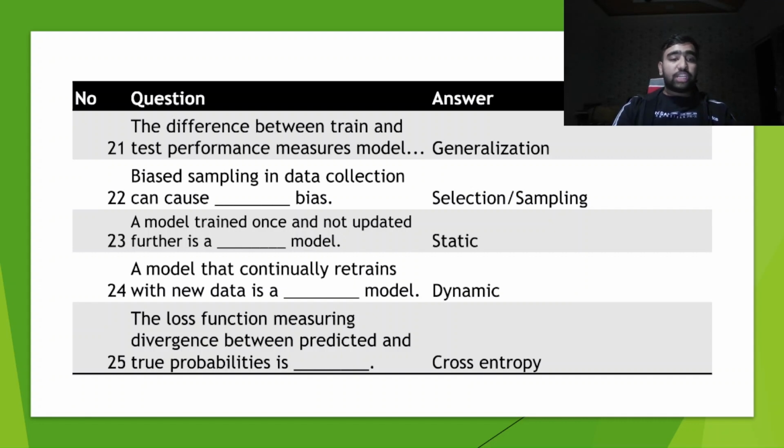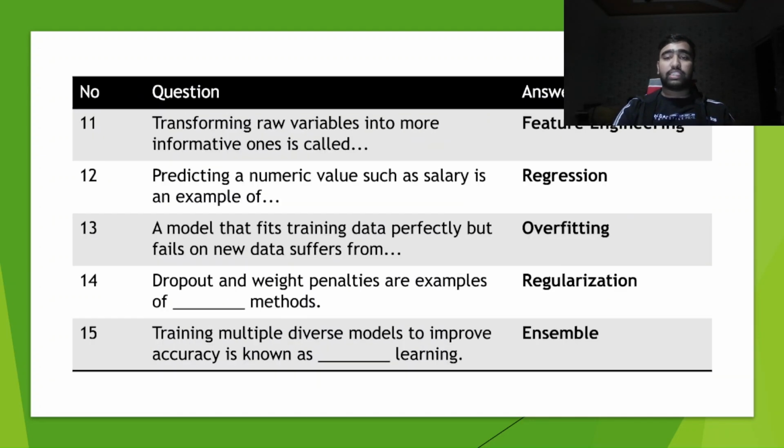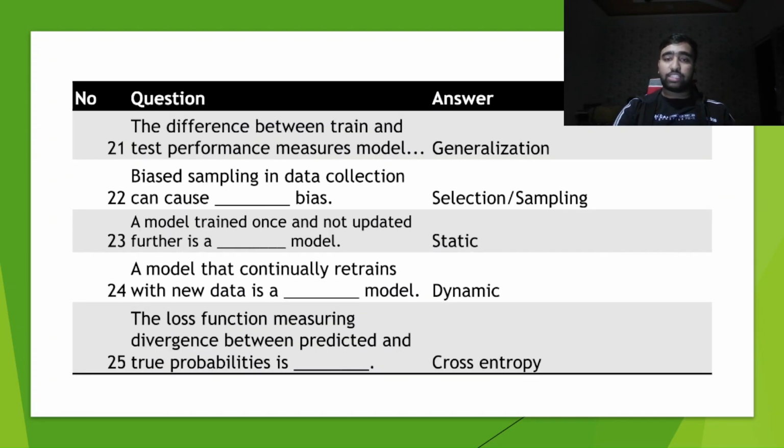The loss function measuring divergence between predicted and true probabilities is cross entropy. Cross entropy basically quantifies the difference between two probability distributions. It is used as a loss function that measures the divergence between the predicted and true probability distributions. Hence, these are some of the concepts which we have successfully revised here and solved these questions.